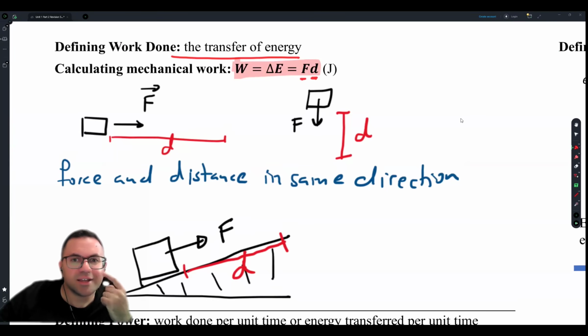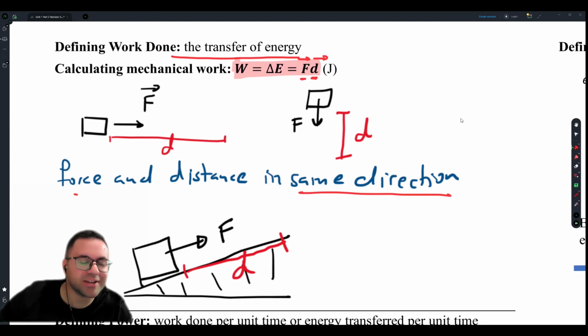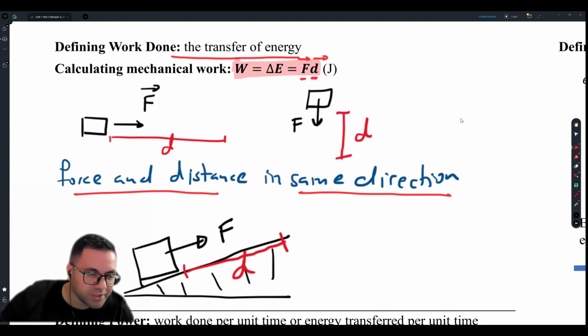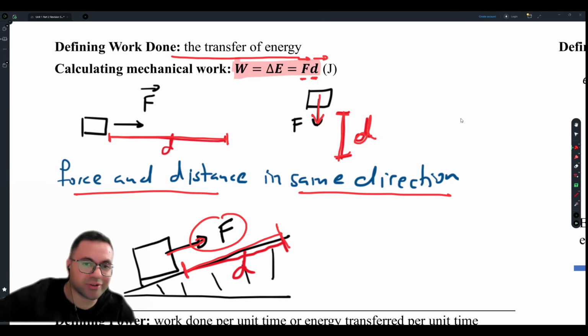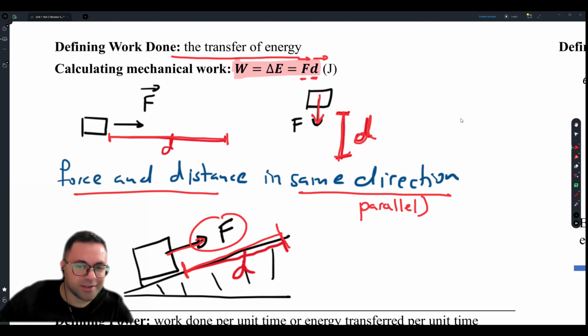That's very similar to moments, right? But the force and distance must be in the same direction. If you're pushing a box to the right, the distance has to be horizontal. If an object is falling due to gravity or weight, the distance is actually the height. It has to be vertical. If you're pushing a box up a slope, and I give you the force of friction on the slope, what is the work done against friction? It is the length of the slope. They have to be parallel to each other. Instead of saying same direction, I can say they have to be parallel to each other.